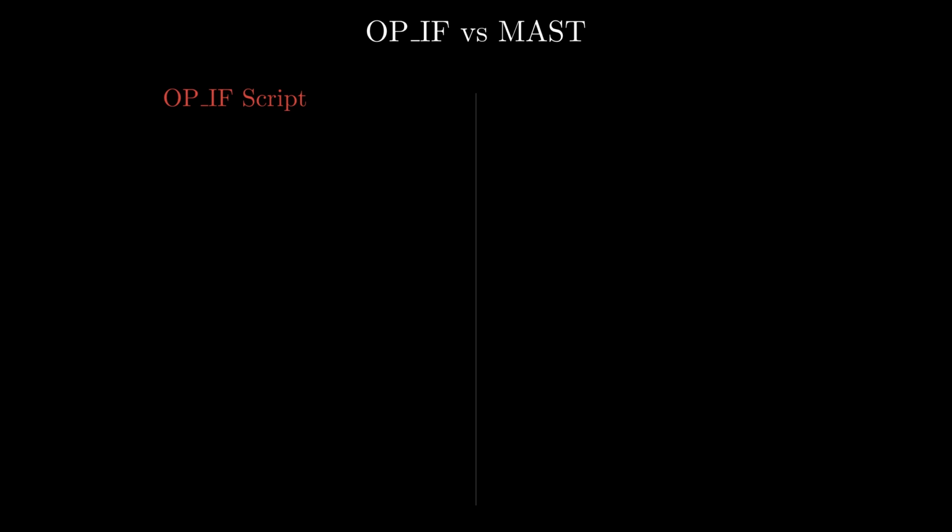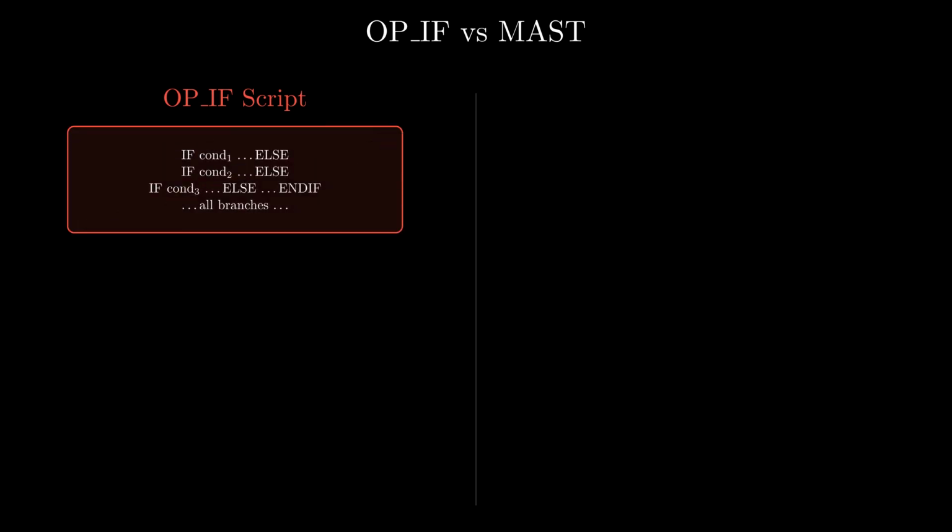Compare them side by side. With OP_IF, spending reveals the entire script. You pay bytes for every branch. You're capped at 10,000 bytes total. Every unused condition is exposed forever.